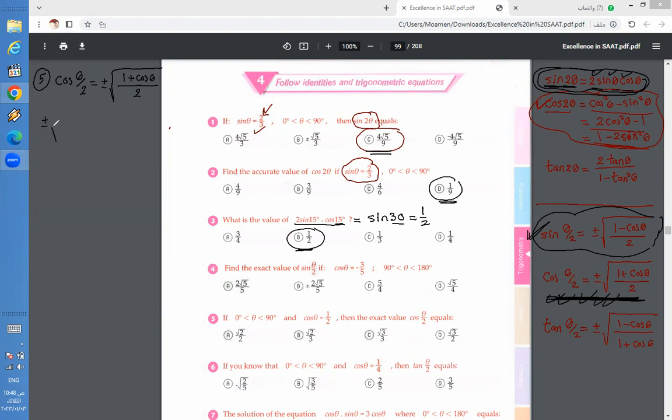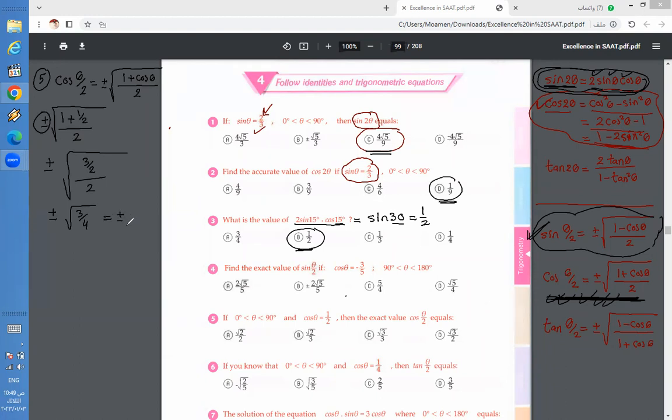So positive or negative square root of (1 plus half) over 2. Don't forget the plus or minus at the beginning. So positive or negative, and the square root, and we add 1 plus half equal 1.5. So 1.5 means 3 over 2, and this is all over 2. So it means positive or negative square root of 3 over 4.